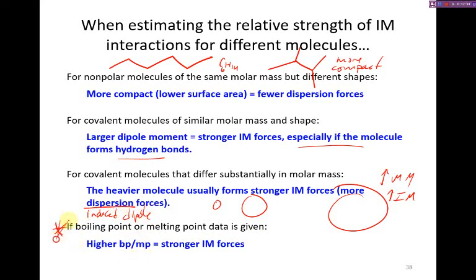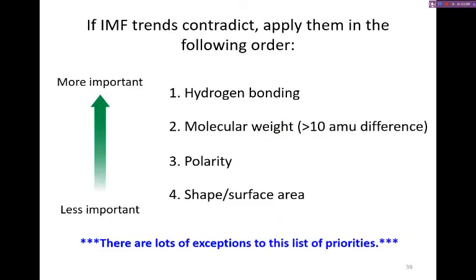However, ultimately, the most important thing is that if you're given melting point or boiling point data, it doesn't matter if you think that one has more dispersion forces or higher polarity or hydrogen bonding. The higher the boiling point or melting point, the stronger the intermolecular forces. And I guarantee you that you're going to see some scenarios where it's meant to trip you up and you just need to follow the actual macroscopic trends of melting point and boiling point. If we have conflicting trends, but we don't have boiling point or melting point data, this is the general way in which you want to apply the intermolecular forces.